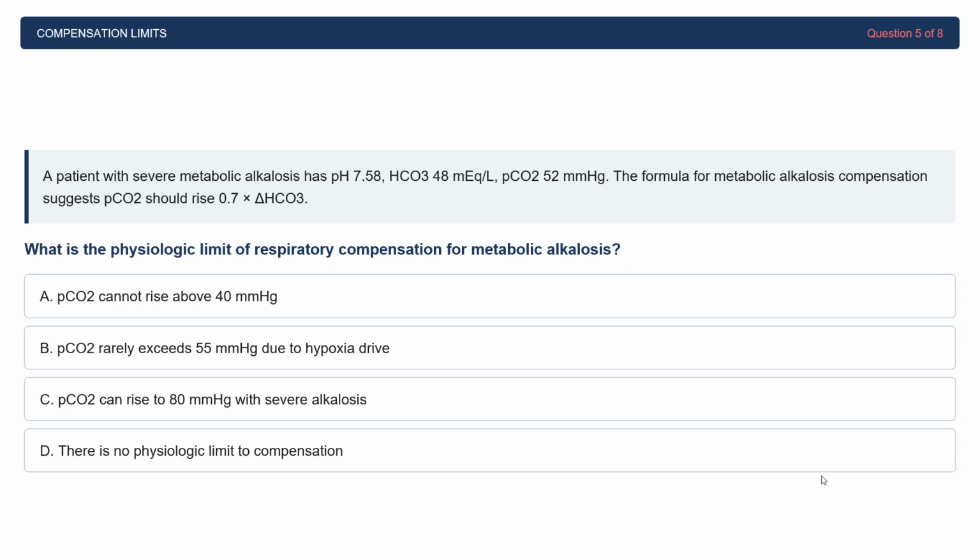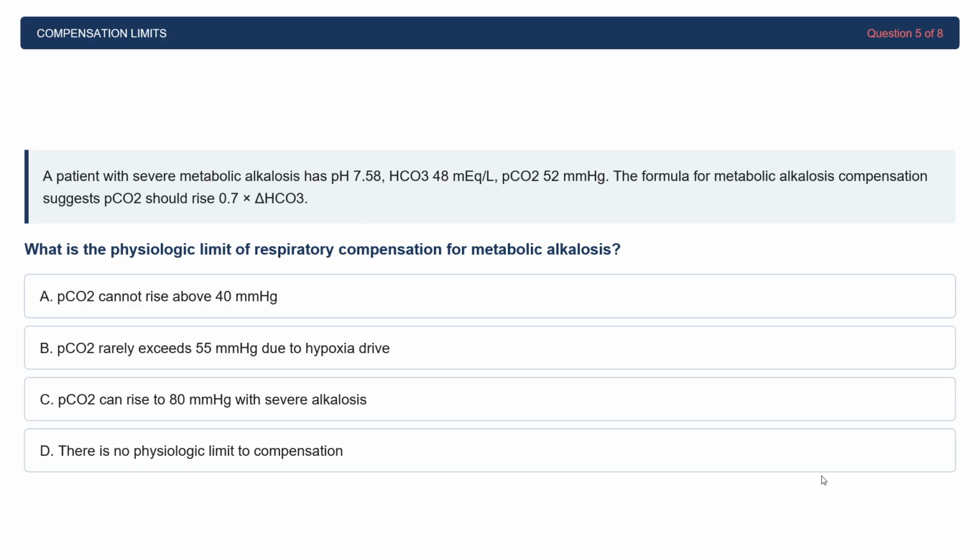In our question number 5, we have a patient with severe metabolic alkalosis who has pH of 7.58. Bicarbonate is 48 and PCO2 is 52. The formula for metabolic alkalosis compensation suggests PCO2 should rise by 0.7 times the change in bicarbonate. What is the physiologic limit of respiratory compensation for metabolic alkalosis?